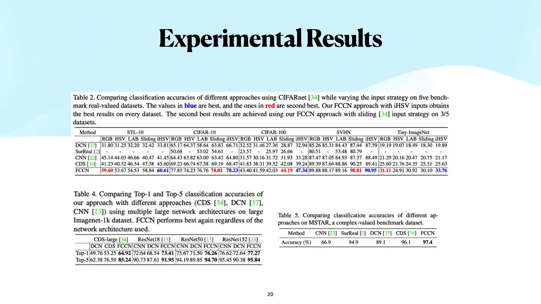Here are the results from our conducted experiments. We compare the results of 5 different inputs on 5 different datasets, showing better results for FCCN. We also compare with previous methods on a large-scale dataset and models in Table 4, and on a complex valued dataset in Table 5, where we see better accuracies for FCCN.